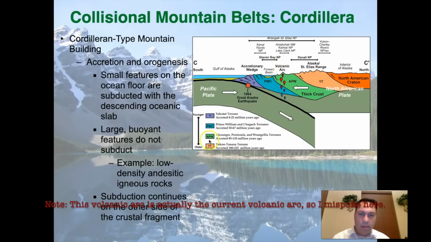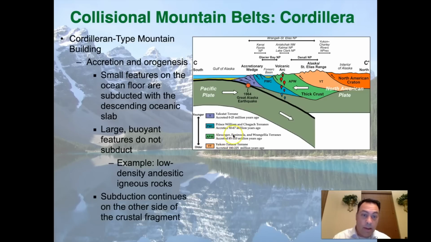And we have different types of terranes that accreted at different times. So, here's the Yukon-Tanana terrane that would have accreted about 180 to 225 million years ago. And then that was later on underplated, and accreted next to it was this Wrangellia terrane, which accreted about 85 to 110 million years ago. The Prince William terrane, 50 to 67 million years ago.